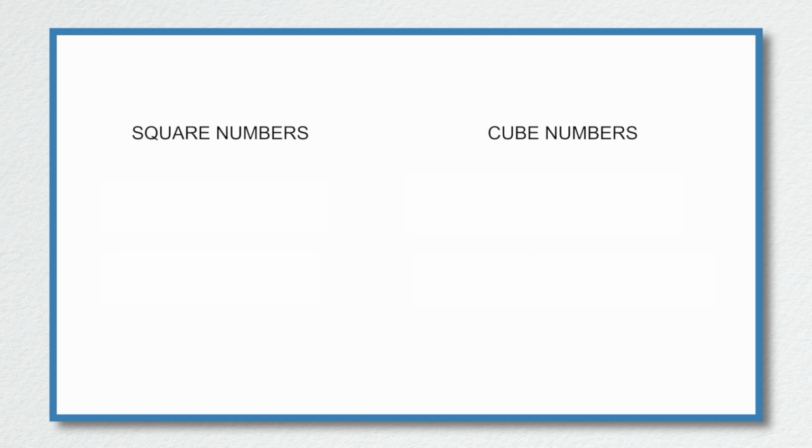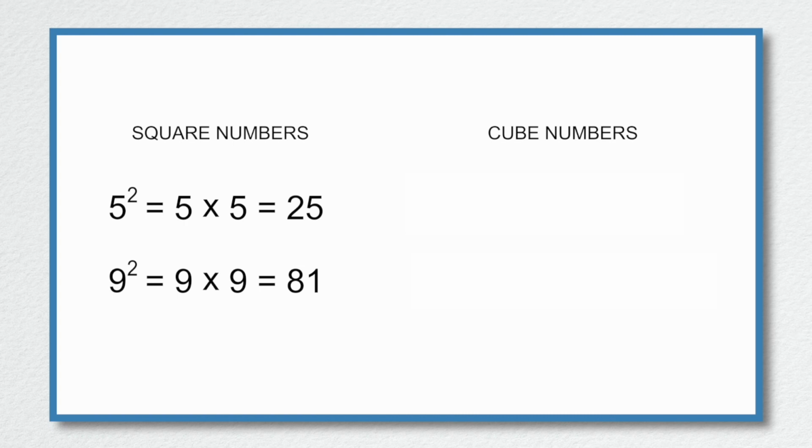Square numbers are numbers that are multiplied by themselves. So 5 squared is 5 multiplied by 5, which is equal to 25. And 9 squared is equal to 9 multiplied by 9, which is equal to 81.